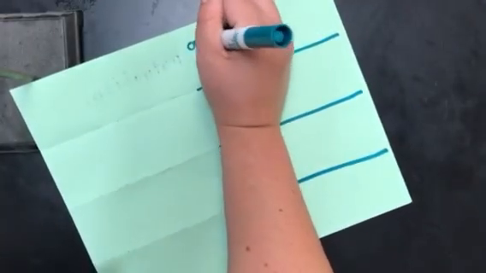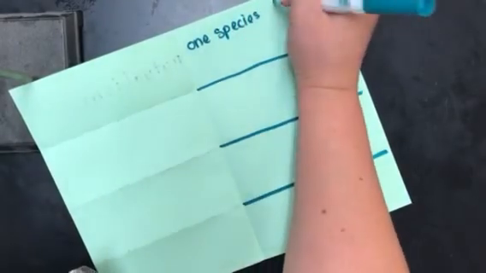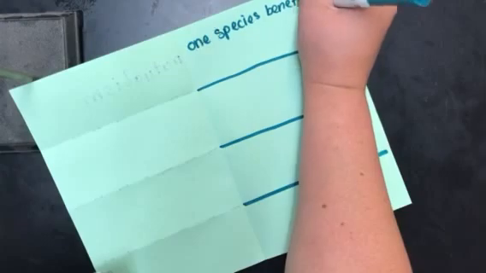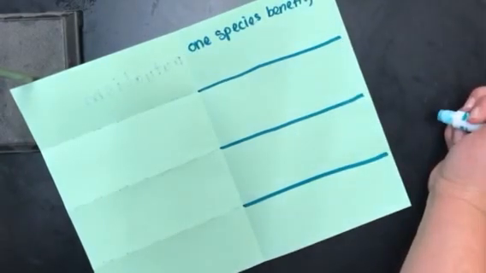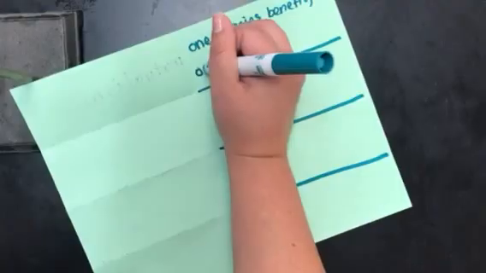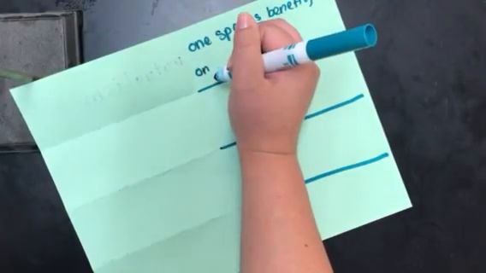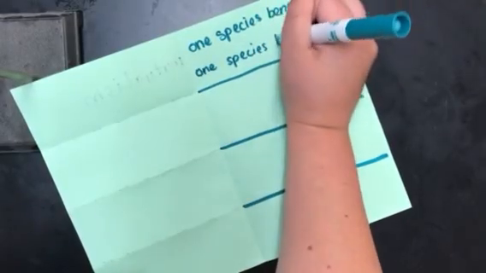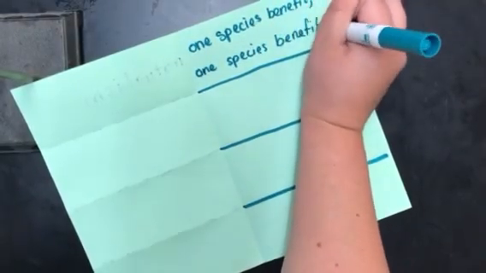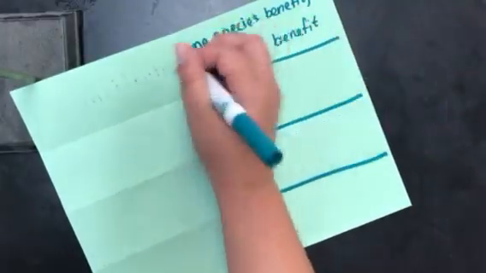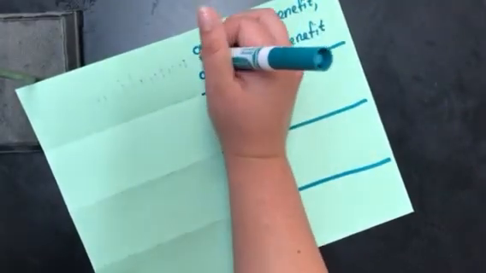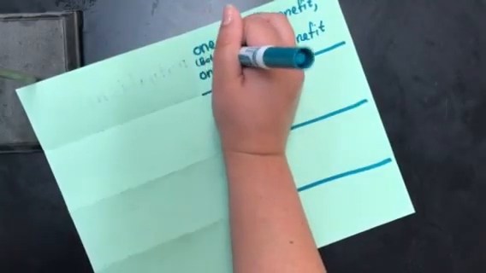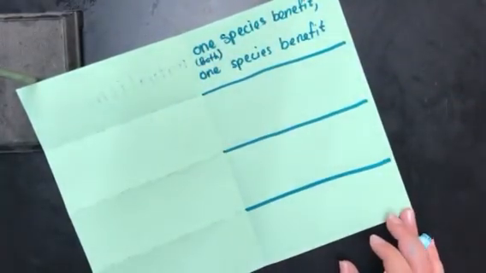Okay, so mutualism is where one species benefits and the other species benefits. So both species benefit. Okay, and you could just put both. I don't know why I put 1 and 1. Okay, so both species benefit. They both have to benefit in order for it to be mutualism.